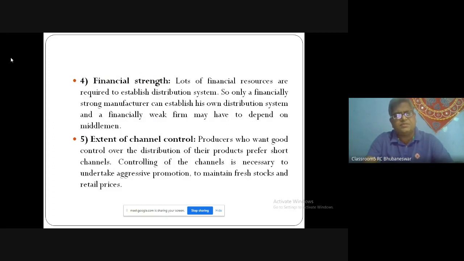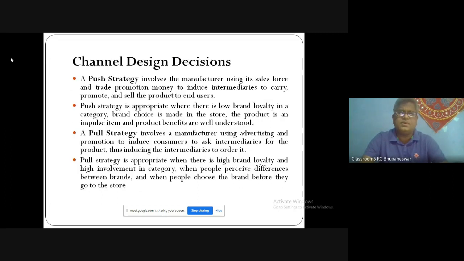Another point in company consideration is financial strength. Suppose a company has good financial strength, automatically they can introduce a different distribution channel system. Then there is the extent of channel control. Some products prefer short channels. Some control over the channel is also necessary for aggressive promotion, or to maintain fresh stocks at the retail level. This concept is arranged from the company's point of view.